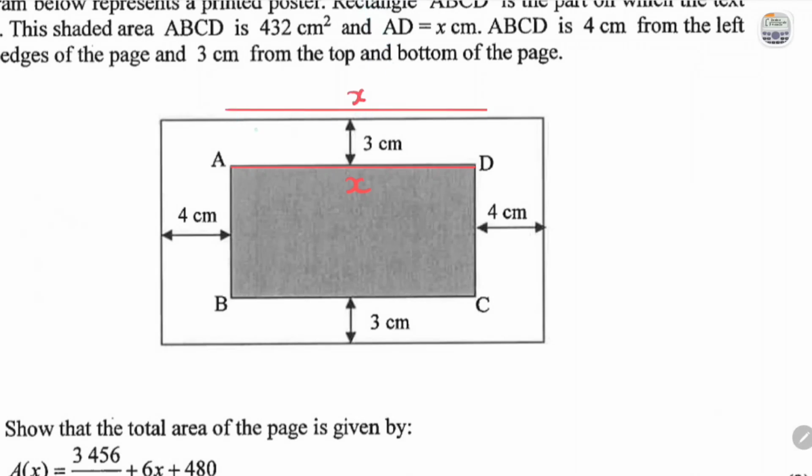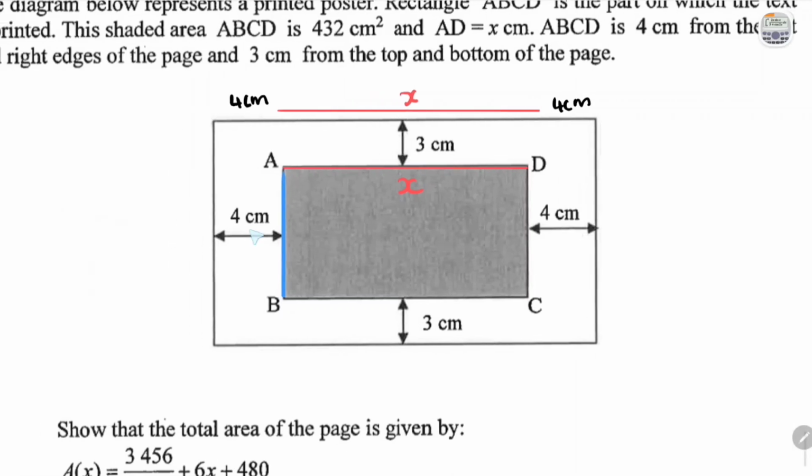And then you can see that this is 4 centimeters from the shaded part to the edge of the page. So we have 4 centimeters here and then 4 centimeters here. So this is X plus 8 centimeters. That would make up the length of the page. And then the width of the page would be this little part, which we didn't really call anything. We can call it Y or something else.